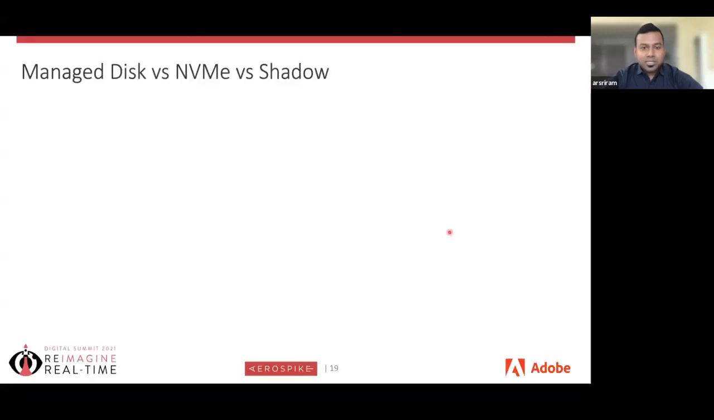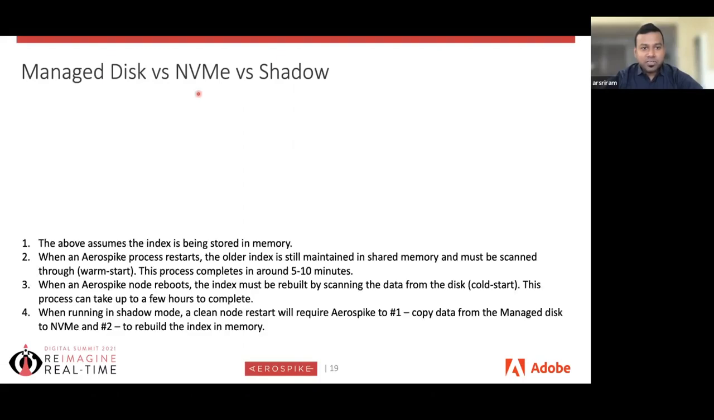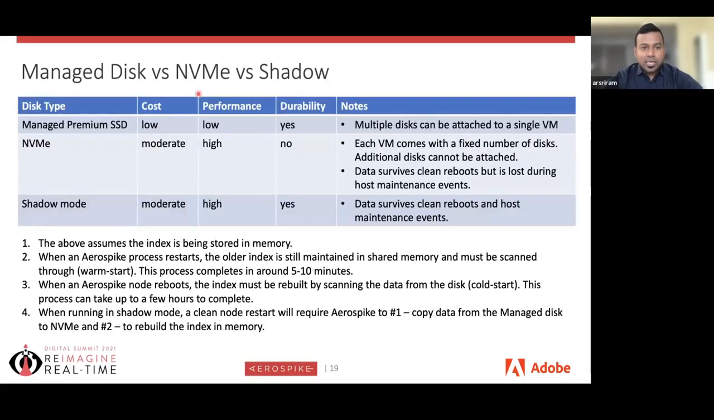What are some design choices that we made? Okay, the first one, we just talked about it: managed disk versus NVMe versus shadow. There is a trade-off when using each of these modes. When you use a managed premium SSD, you get low cost and low performance, as noted in the benchmarks. But there is durability, meaning if you lose the nodes, the data is durably persisted on disk in LRS, so it's replicated twice within the same region. So you have good durability there.